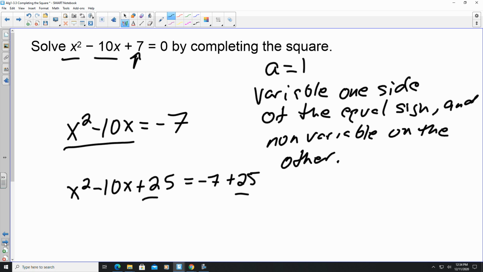So from here, what we're going to do is this is going to be factored out as the square of a binomial. So now this is going to turn into x minus 5 quantity squared. And it's going to be equal to -7 plus 25, which is 18.